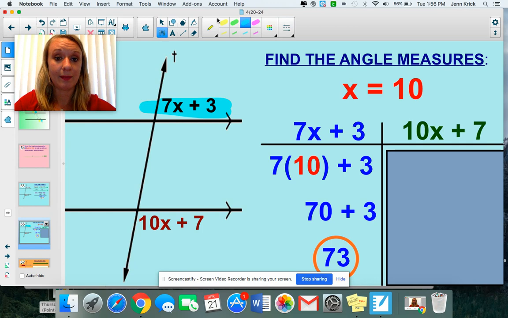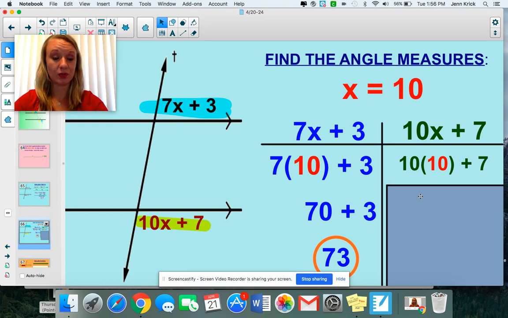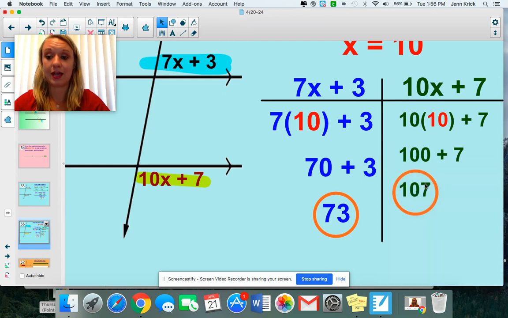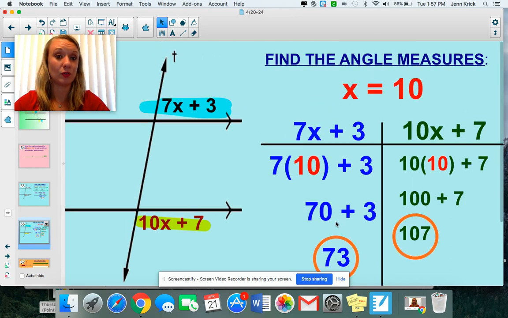If I'm trying to find my bottom angle, this 10x plus 7, again, you're going to take out your x and you're going to substitute in 10 because that's what we solved for on the other slide. When you do that, you get 100 plus 7 and you get 107. You know that you did it correctly because 107 plus 73 gets you to 180, and we know these two angles add up to a total of 180 degrees.